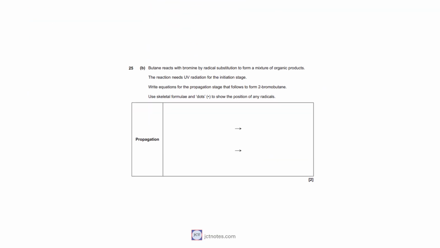In part B of question 25, butane reacts with bromine by radical substitution to form a mixture of organic products. The reaction needs ultraviolet radiation for the initiation stage. We are asked to write equations for the propagation stage that follows to form 2-bromobutane. We need to use skeletal formulae and dots to show the position of any radicals.